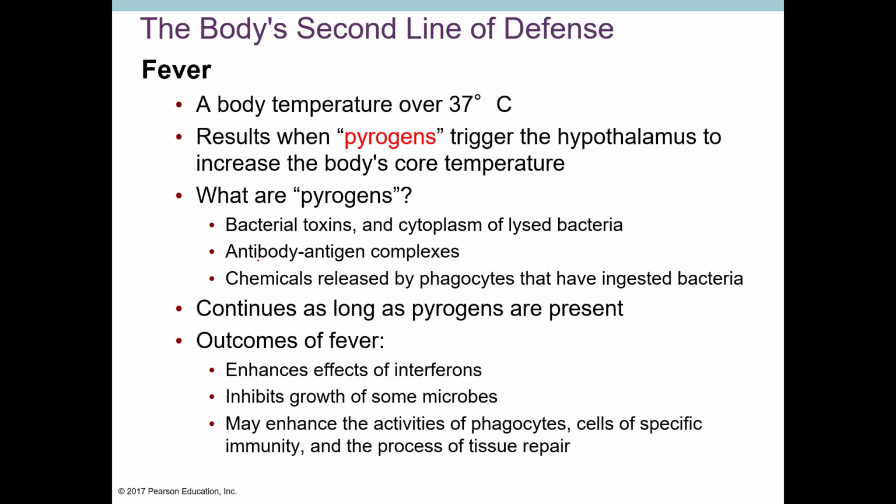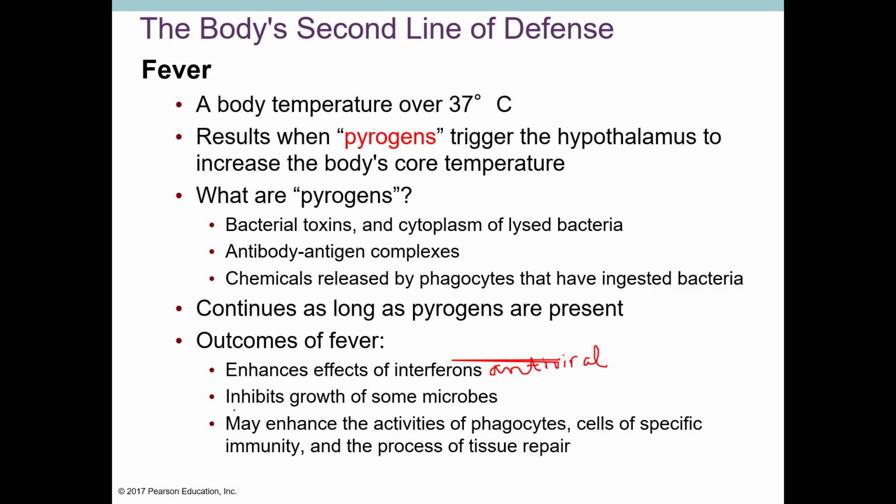So some things that are released from bacteria, lipid A is a pyrogen. Cytoplasm of bacteria has chemicals that can act as pyrogens. Antibody-antigen complexes, chemicals released by phagocytes, etc. But as long as those pyrogens are there, the fever continues. The thing about fever is it activates, or it makes your interferons work better. And remember, interferons are antiviral. So if you have a viral infection, it's going to help.